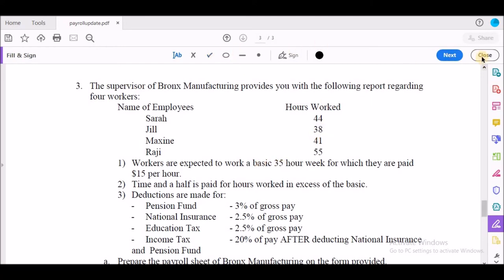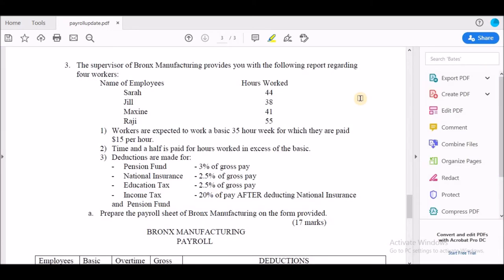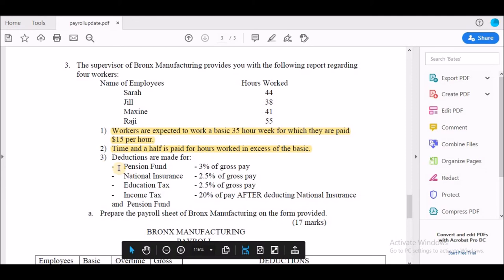Let me take this off so I can highlight. Alright, so they're expected to work a basic 35-hour week for which they are paid $15. While others had 40 as their basic hour, this is 35. So anything in excess of 35, that's overtime. Time and a half is paid for hours worked in excess of basic. So anything greater than 35 is time and a half.